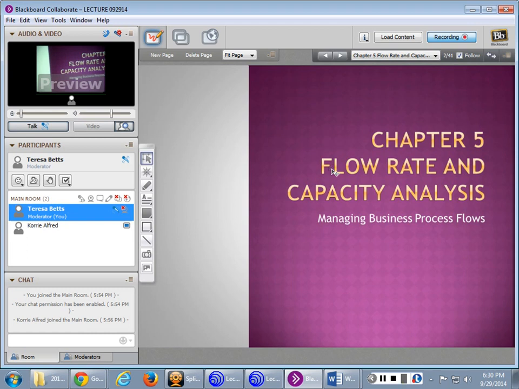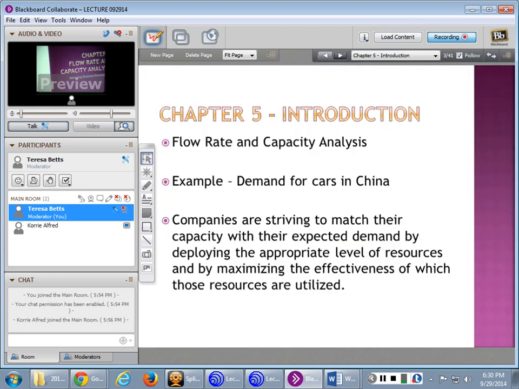So, chapter 5, flow rate and capacity analysis. If you think about what we're trying to look at with flow rate and capacity analysis, you think about the demand for cars in China. Companies are striving to match their capacity with their expected demand by making sure they have the right resources and by maximizing the effectiveness with which those resources are utilized. So, again, the wah, wah, wah, wah.